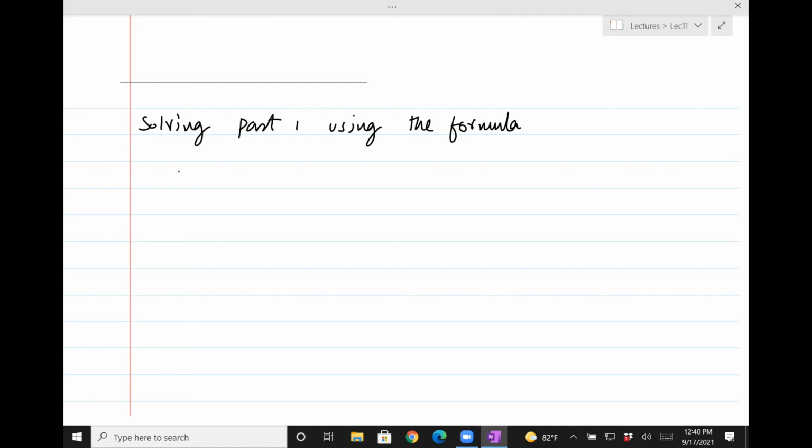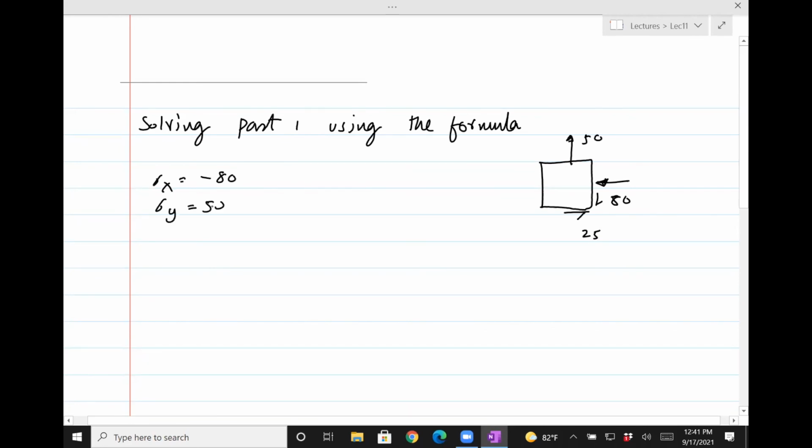So what we do is we write sigma x, sigma y, and tau xy. If you remember the figure, it was 80, 50, and tau was 25. So sigma x is clearly negative. Sigma y is 50. And tau xy, we always write in terms of what we see on the cube, which is clockwise on face A. So it's 25 with a negative sign. Okay, so now we are ready to use the equations.